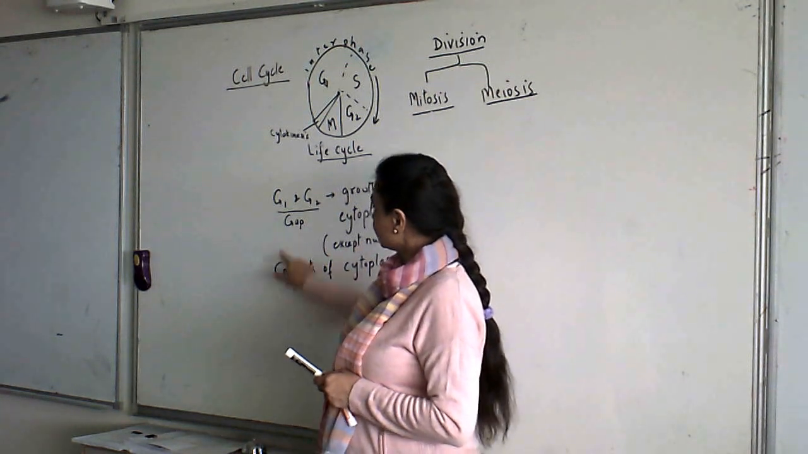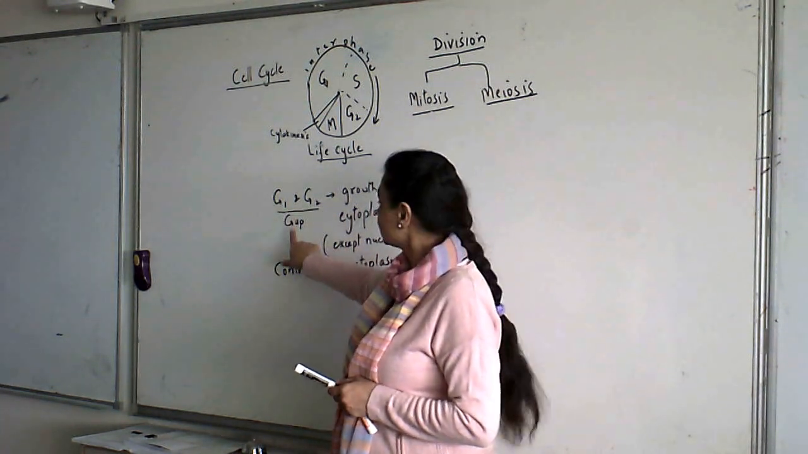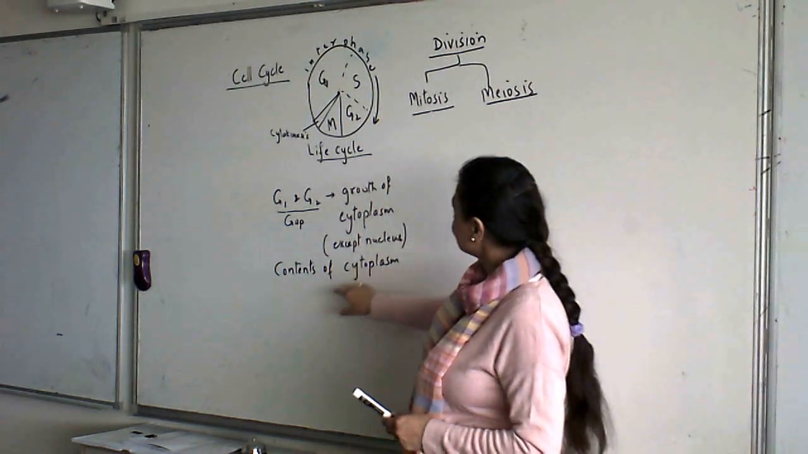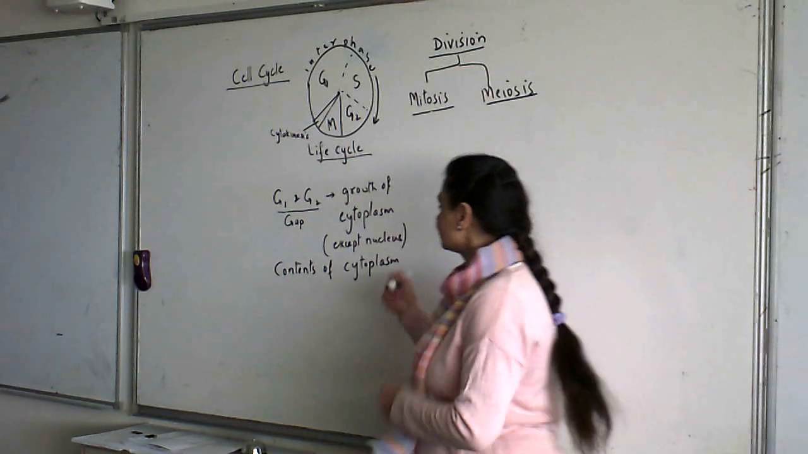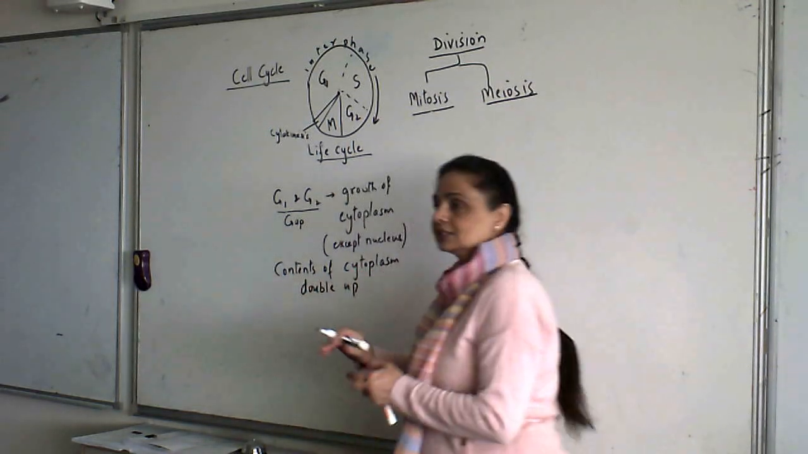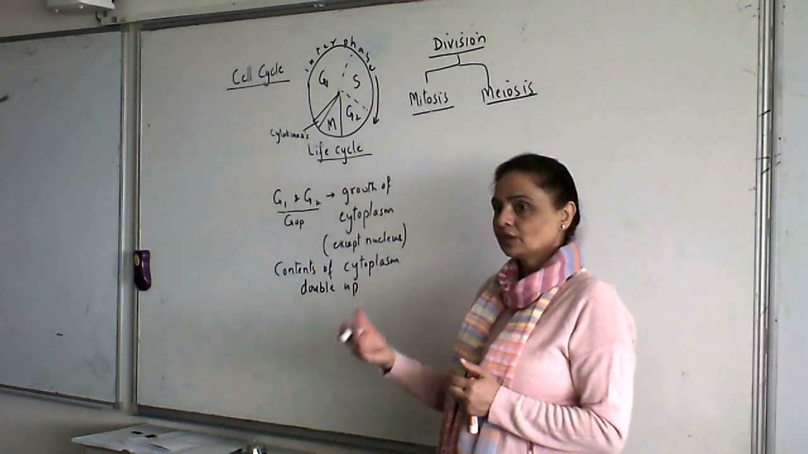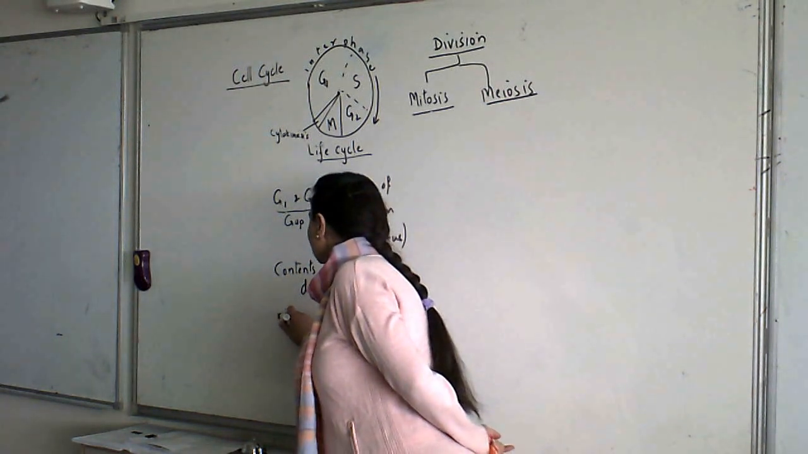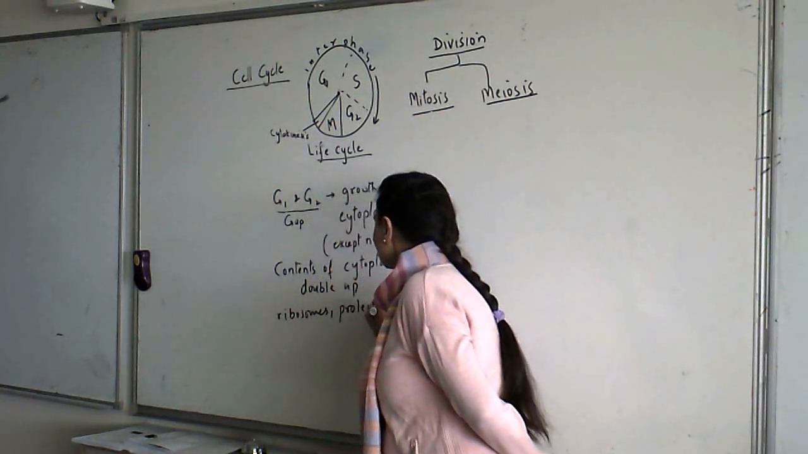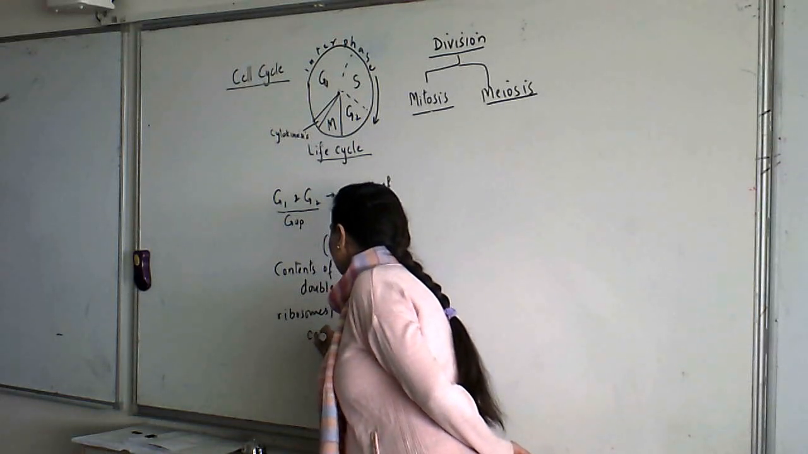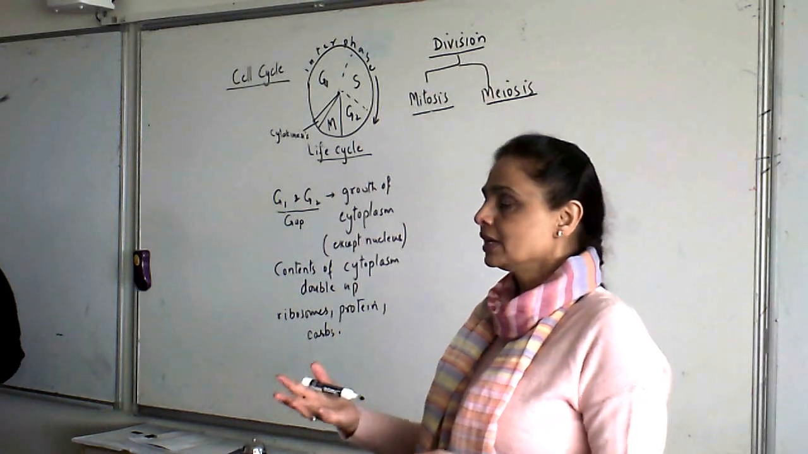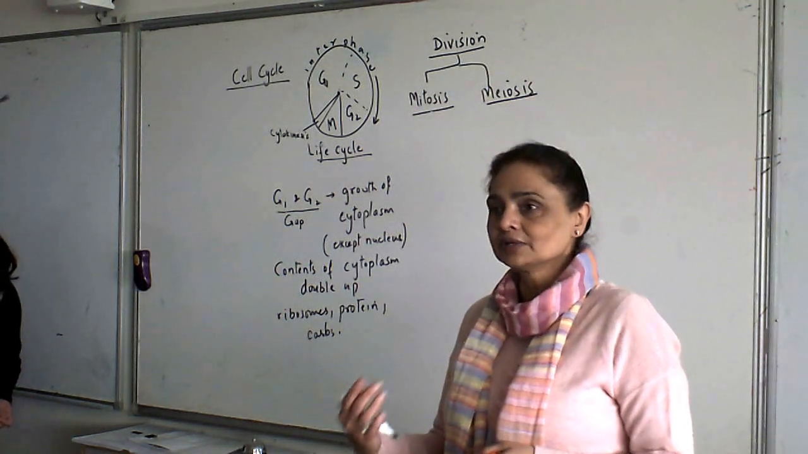So we learned up to here that during G1 and G2, which are called the gap phases or the growth phases, the contents of the cytoplasm double up. Meaning that the cytoplasm increases in amount. And what's in the cytoplasm? You could say ribosomes, mitochondria, the protein content, the carbohydrate content. So everything that is there in the cytoplasm, the cell starts accumulating it.